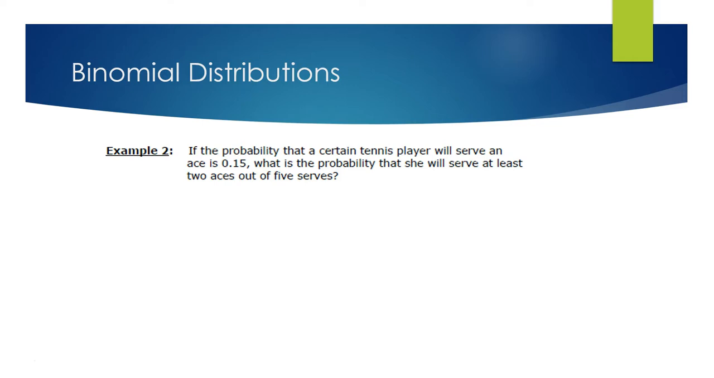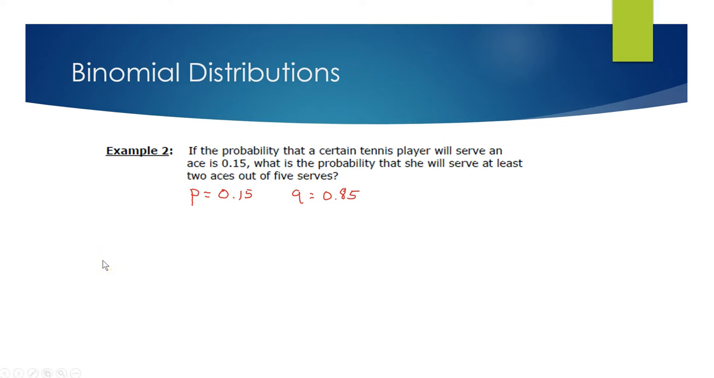Whereas an ace is basically she serves it and the player on the other side isn't even able to touch it. So the probability of success is 0.15. The probability of a failure, or Q, is 0.85, which is just 1 minus 0.15. So what I would have to do with this information is technically find the probability that she could serve 2 aces, 3 aces, 4 aces, and 5 aces and add them together. That would be one way of handling it. So that'd be 4 probabilities I had to use that formula for that was on the previous slide to calculate.